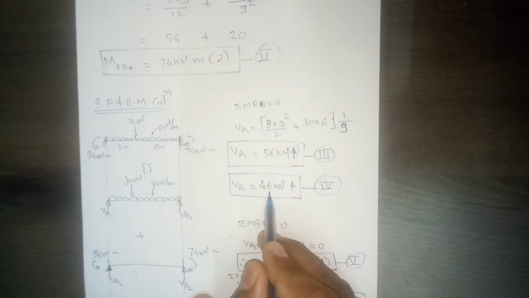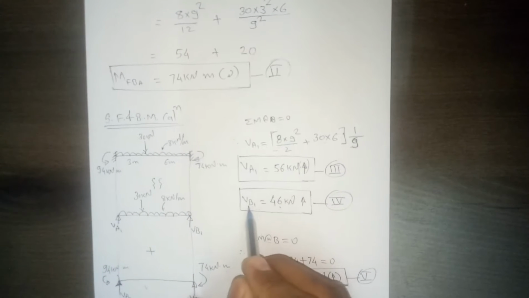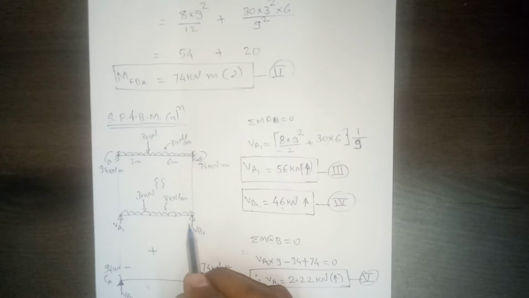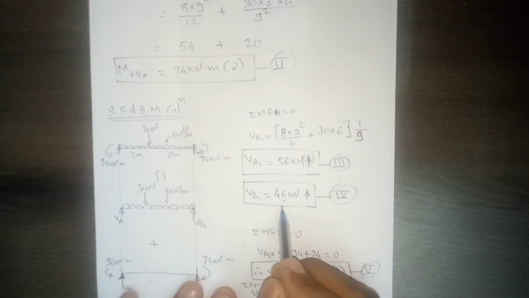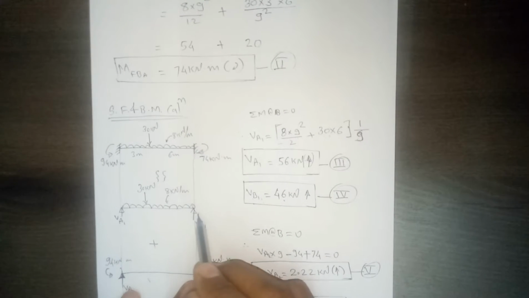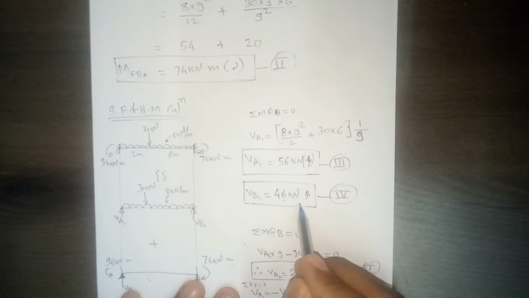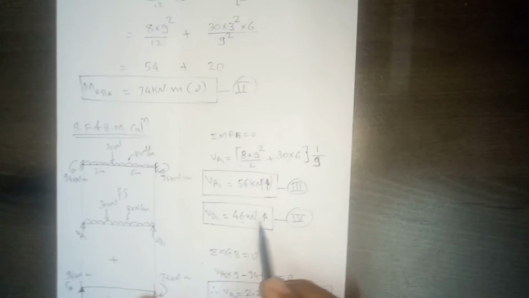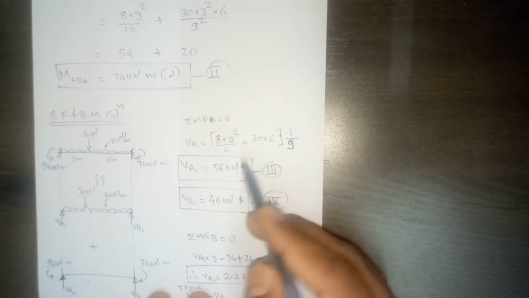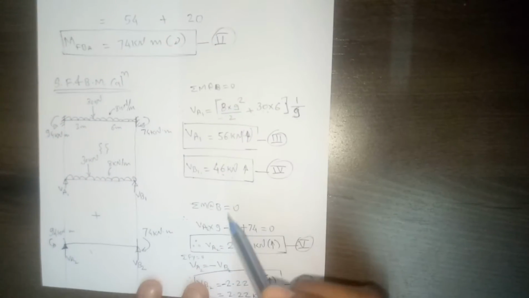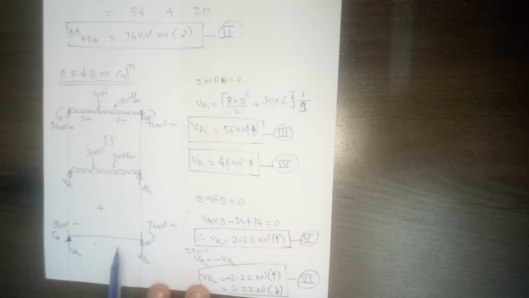Now here also, VB1 is the support reaction, which you can calculate from the condition that the summation of vertical forces should be 0. Since you already know how to calculate reactions, I am not doing it in detail, but I have written it here. Now for this part also we have to calculate the vertical reactions, right?